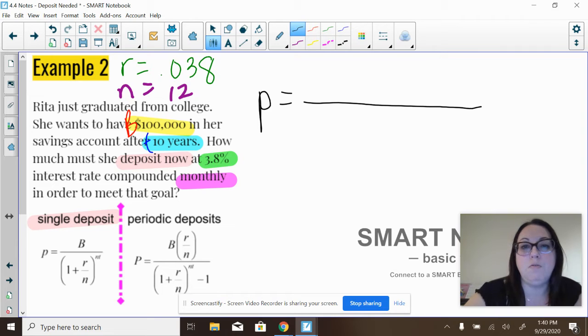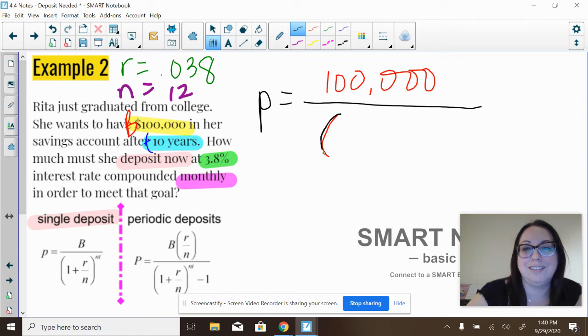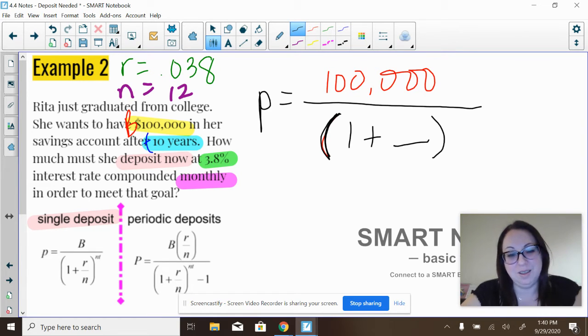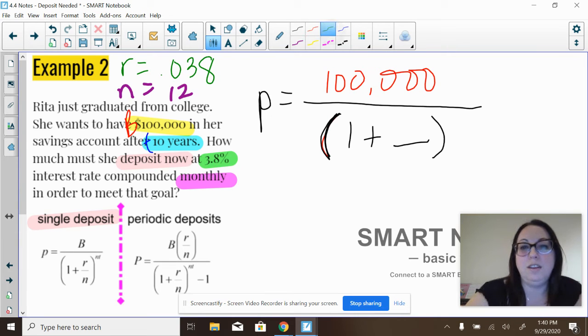So top amount, the amount she wants to have saved, $100,000. Cool. In the denominator, sorry, I'm going to color coordinate that better. In the denominator, it's always going to be 1 plus R over N to the NT. So we're going to have our parentheses set up there. My rate is 0.038. My N value is 12. And for my exponent, that's going to be 12 times the time value of 10.